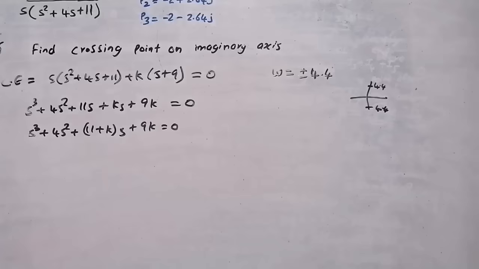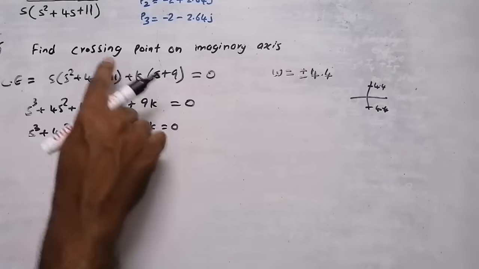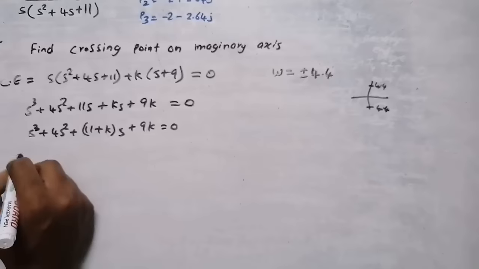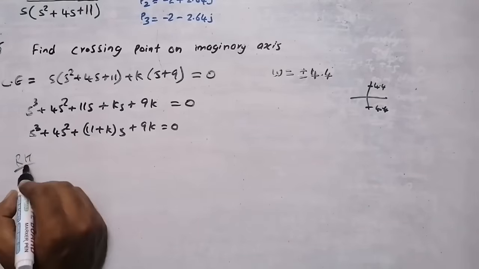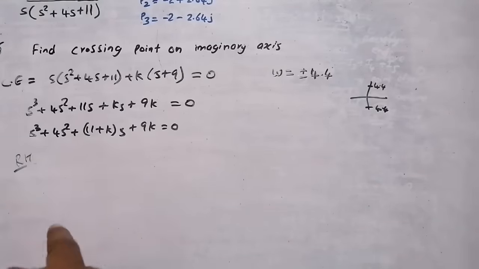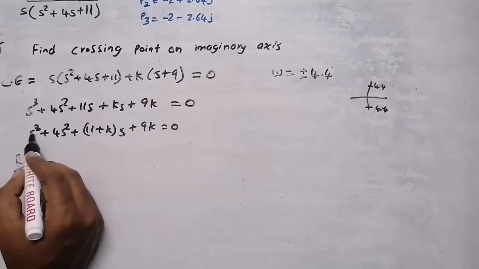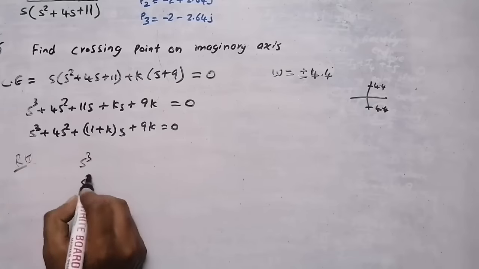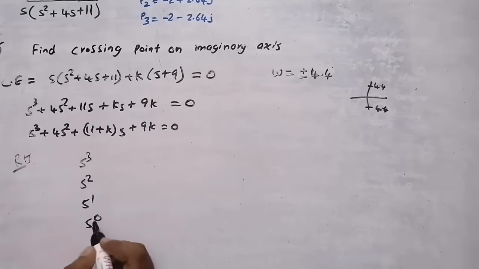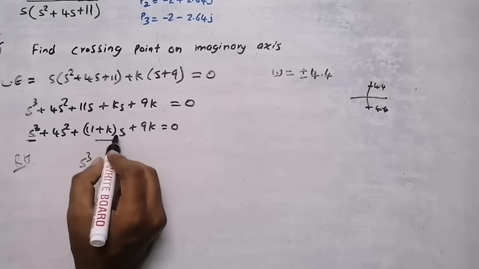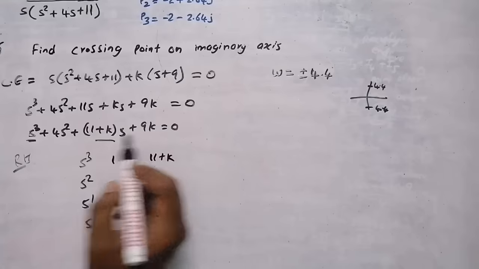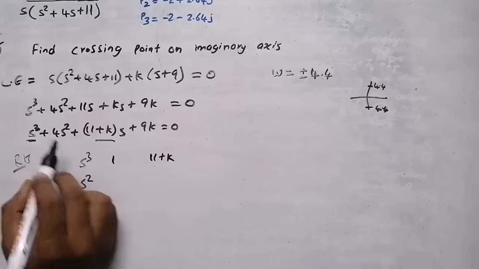Now the second method to find the crossing point on the imaginary axis is the RH method, the Routh-Hurwitz method. This is the method that I like the most. If you don't know how to do Routh-Hurwitz, just watch the video in the description. Now the power of s is 3. So s cube, s square, s raised to 1, s raised to 0. Take the alternate coefficients. For s cube, the coefficient is 1, and here it is 11 plus k. Now below that, for s square, the coefficient is 4, and here it is 9k.